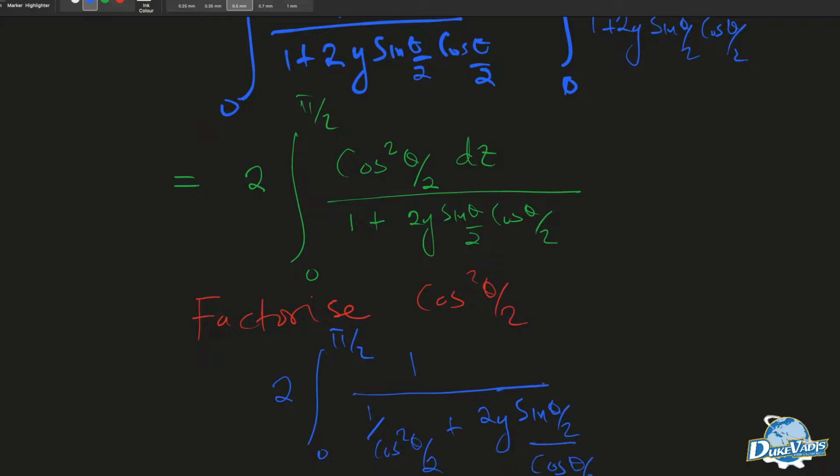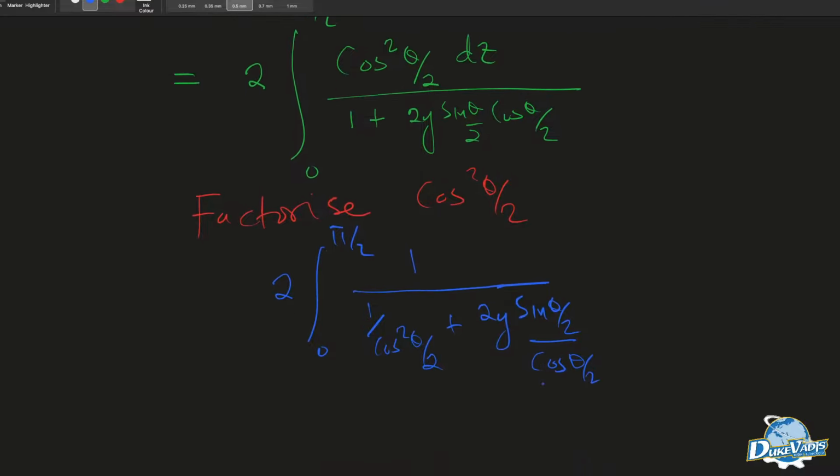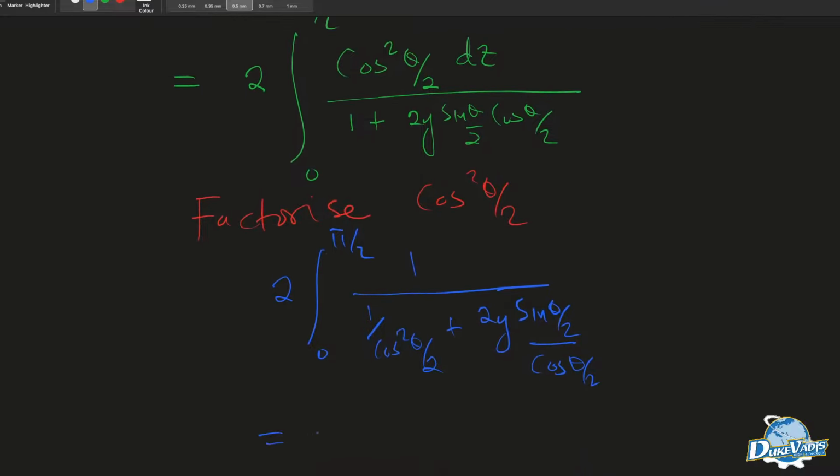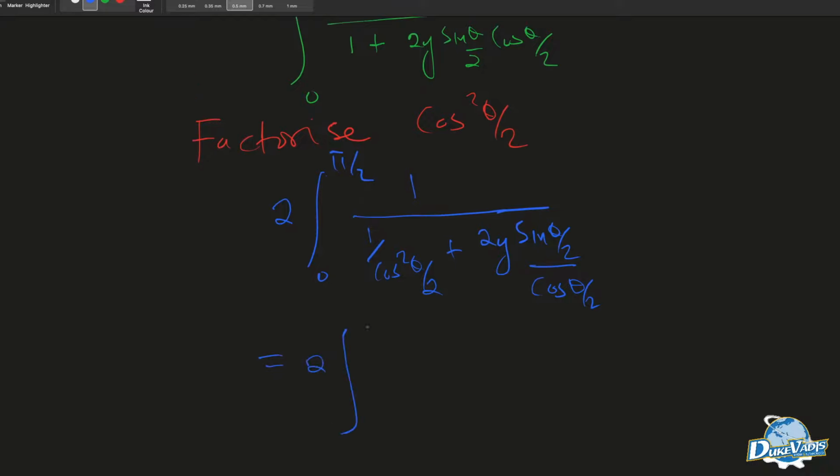Further simplification will be again 2 out integral pi on 2 to 0. Okay, this will be the same as saying that we have 1 over sec square theta over 2 plus 2y tan theta over 2. Yeah, we're getting there.